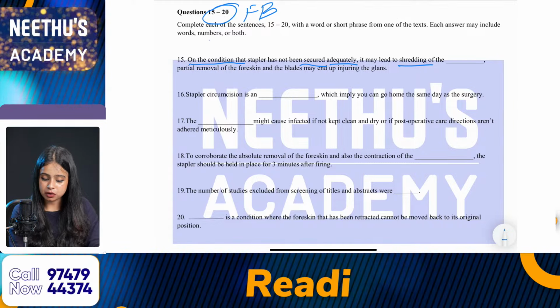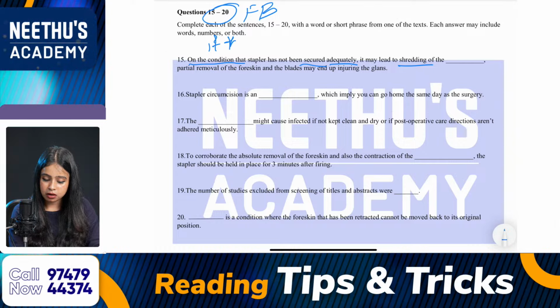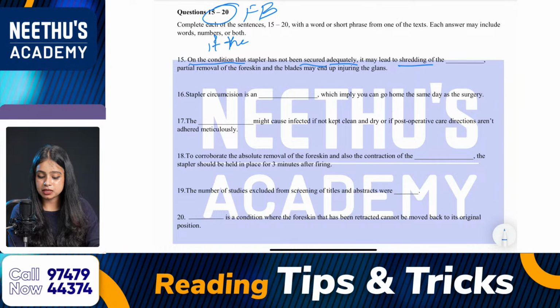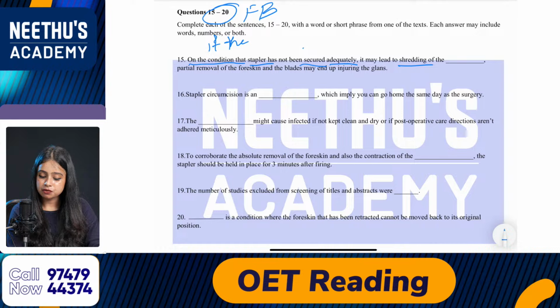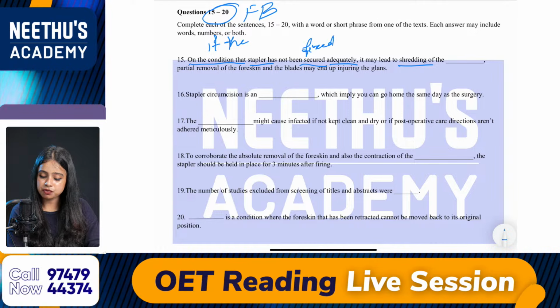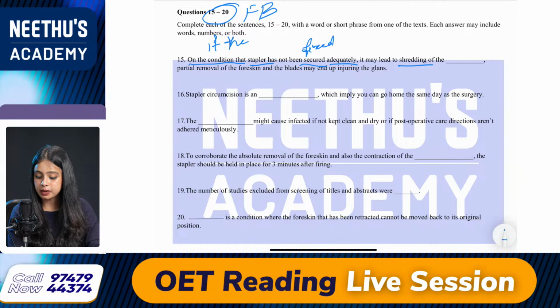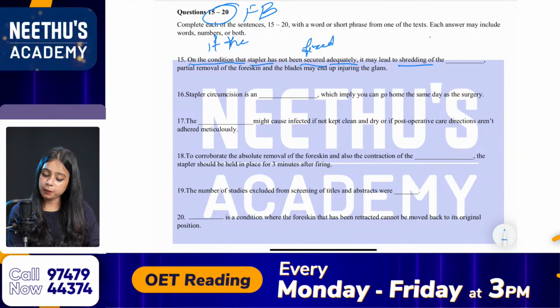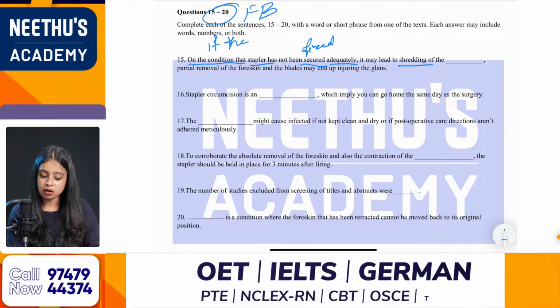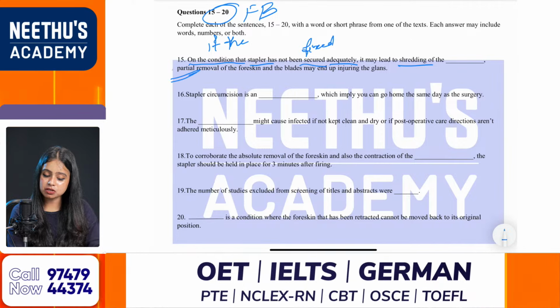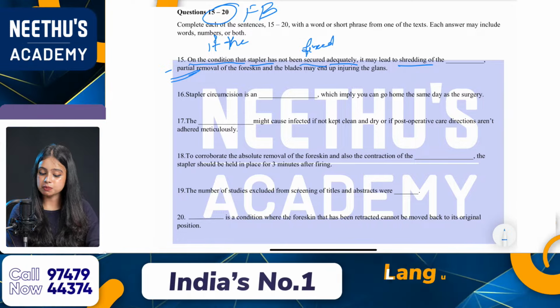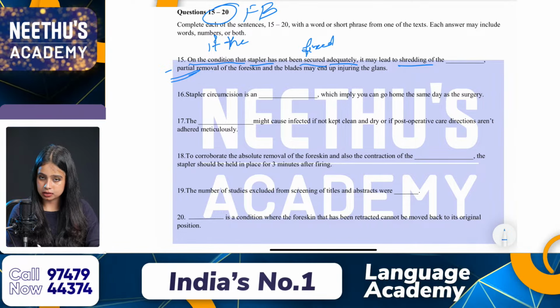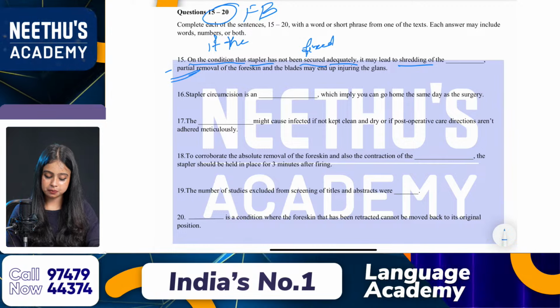It is starting with if. If the stapler has not been fixed securely, which means fixed adequately, properly, it may lead to shredding, which means tearing, of the partial, which means incomplete, removal of the foreskin, and the blades may end up injuring the glands. Any idea what the correct answer is here?